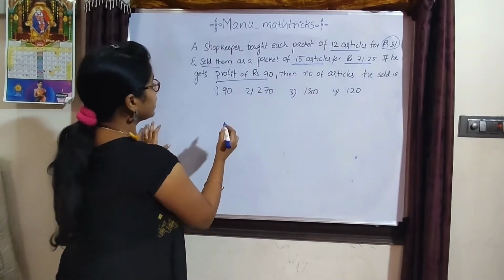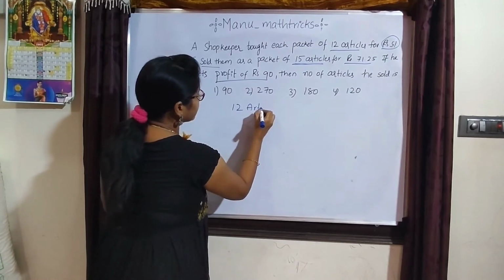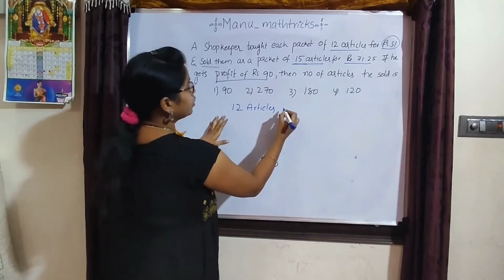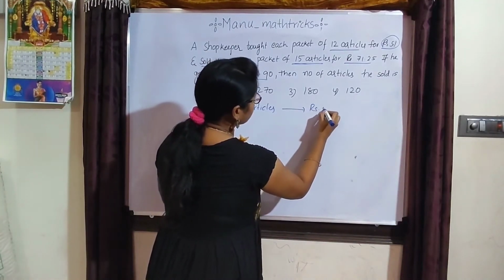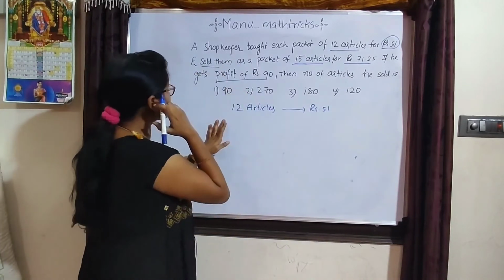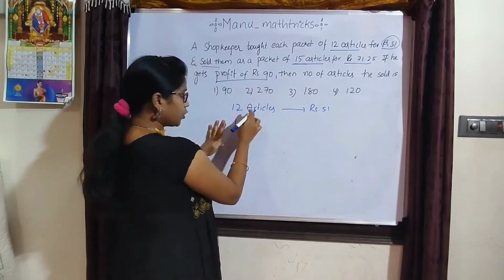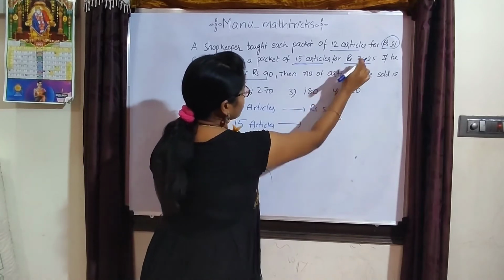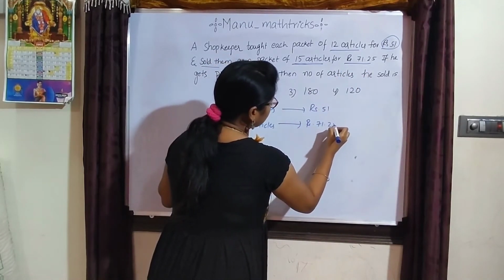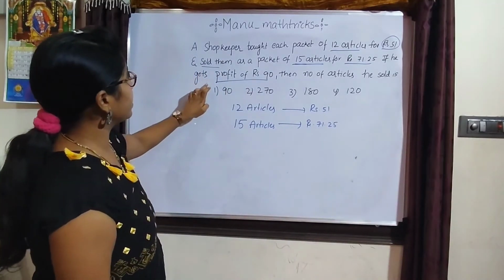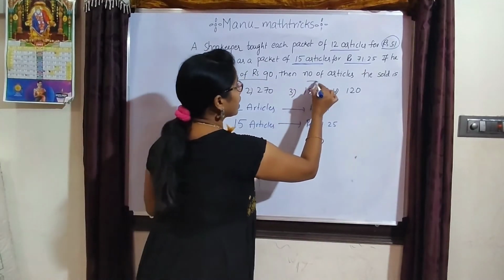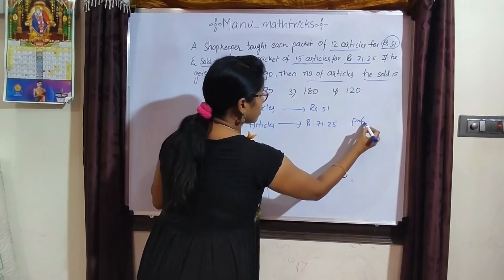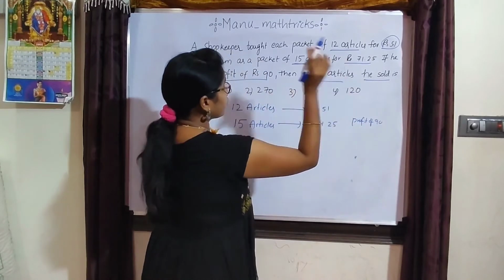Now he is saying that he bought 12 articles, that is the cost price, for rupees 51, but he sold them as a packet of 15 articles at a cost of rupees 71.25 paisa. Now he's saying if he gets a profit of rupees 90, then the number of articles he sold.